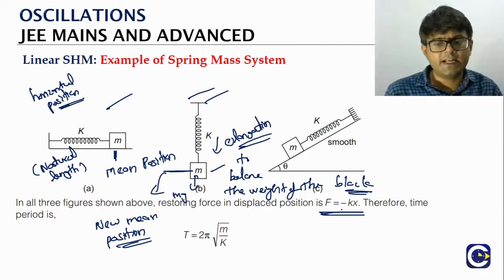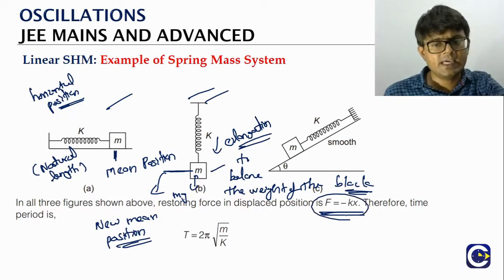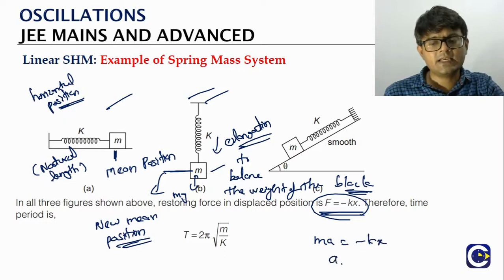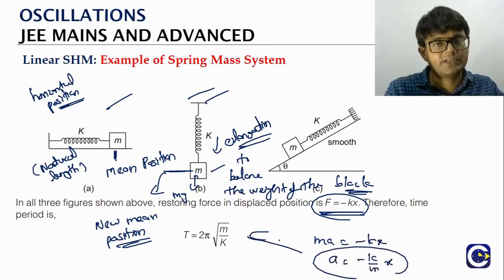Otherwise, since we have the same equation, F is equal to minus kx, meaning ma is equal to minus kx. So a is equal to minus k by m into x. So we will get the same formula for the period of oscillations. That will not change.